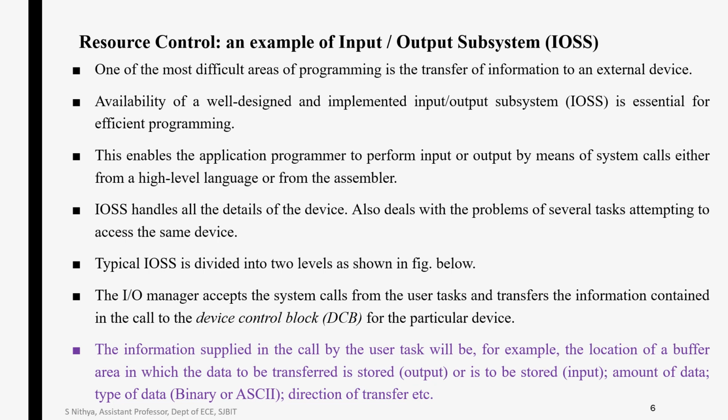The information supplied in the call by the user task is, for example, the location of the buffer area in which the data to be transferred is stored for an output, or where it is to be stored for an input, the amount of data, the type of data, either ASCII data or binary data, and the direction of transfer.